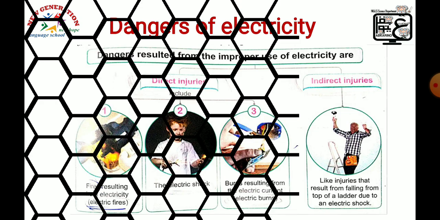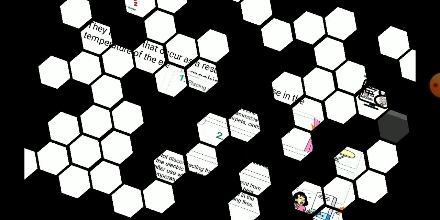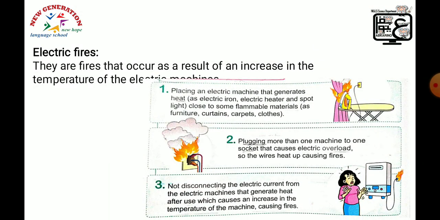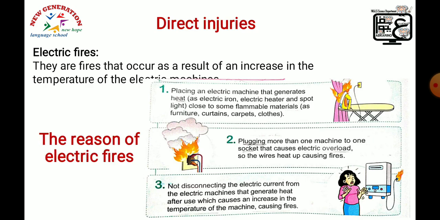So now we are going to talk about electric fires. Electric fires, they are fires that occur as a result of an increase in the temperature of electric machines. And now we are going to talk about the reasons of electric fires. So first, placing an electric machine that generates heat as electric iron, electric heater, and spotlight close to some flammable materials as furniture or carpet.